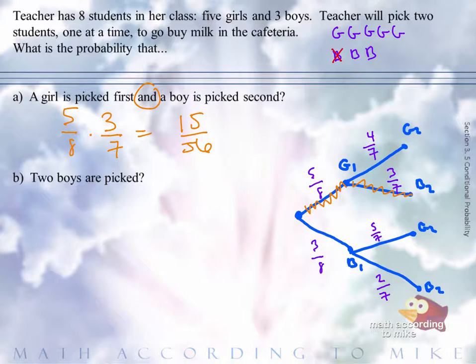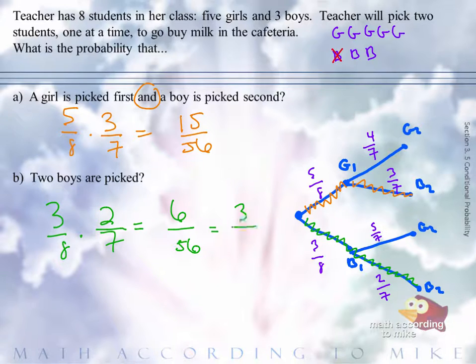And then 2 boys are picked can be read as a boy is picked first and a boy is picked second. So that would be 3/8 times 2/7 is 6/56. Oops, forgot my fraction bar there. 56. That's not a 6. Nailed it. Or what is that? 3/28. So and was not stated, it was implied: a boy is picked first and a boy is picked second.